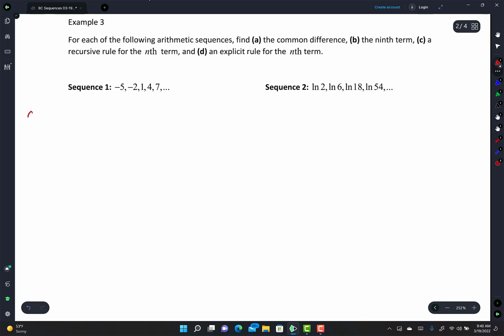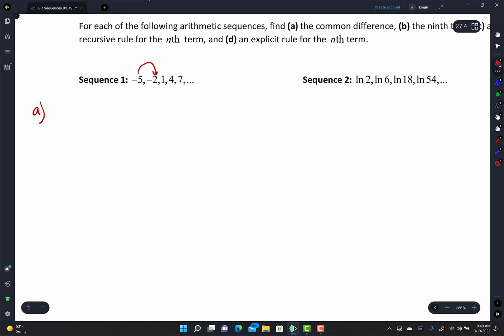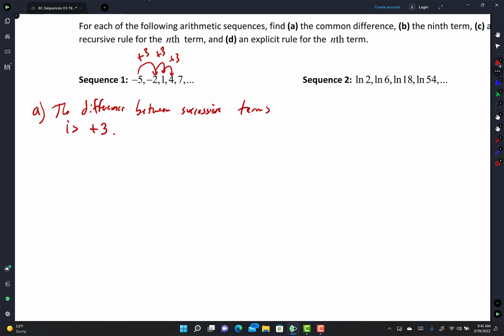Letter A, let's just do sequence 1. We'll start with a simple one. Don't worry, we're going to be okay. From -5 to -2, what did they do? Add 3. -2 to 1, did they keep up with that? Perfect. So for letter A, we're just going to say the difference between successive terms is plus 3. How do we feel? Okay.